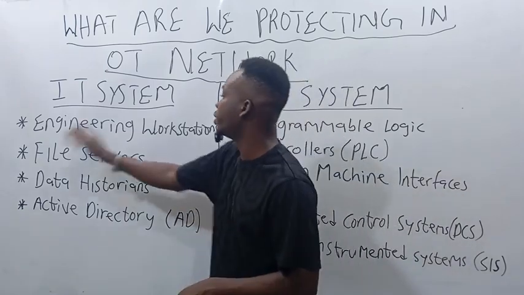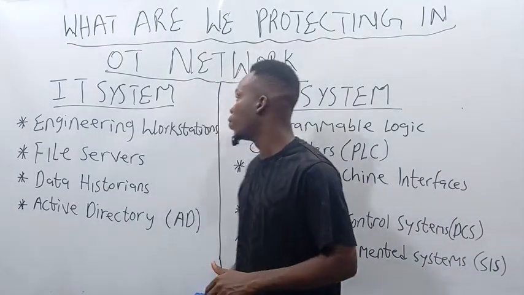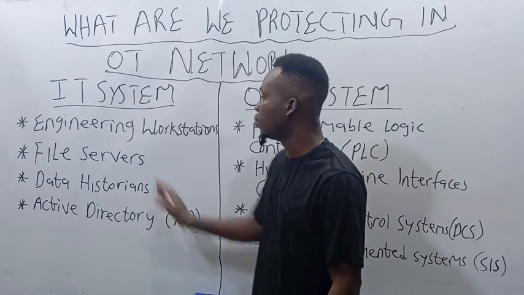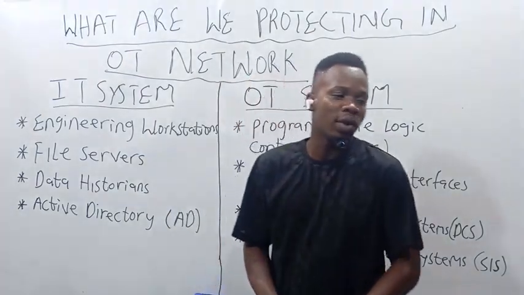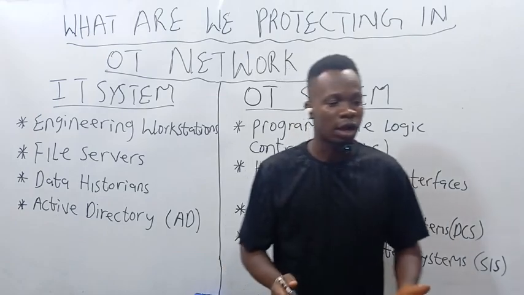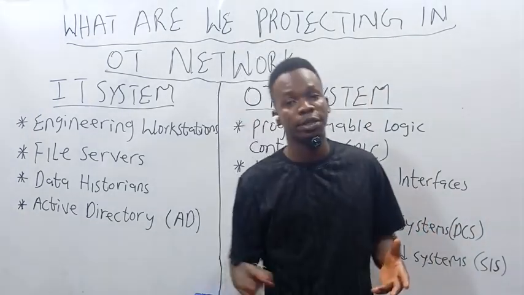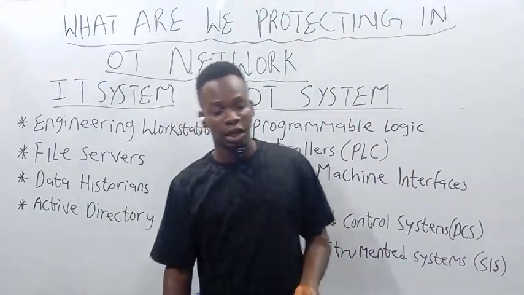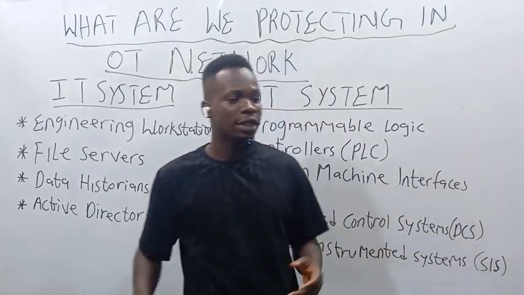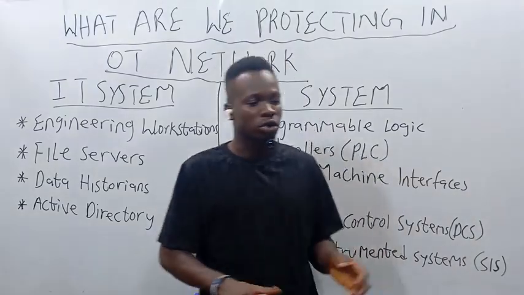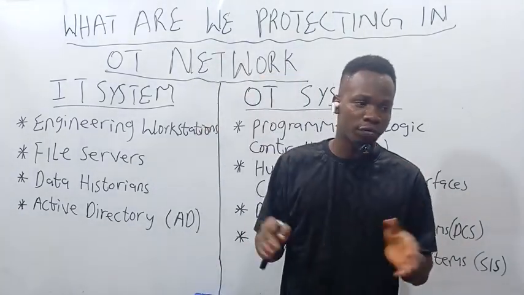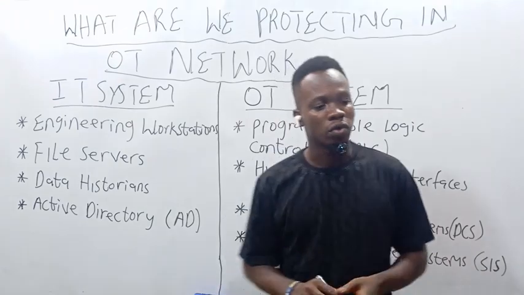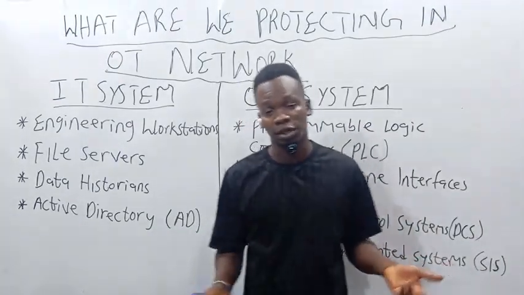Let's move to the next one, which is the file servers. What do we protect as operational technology cybersecurity? We also protect file servers. When we are talking of file servers, we are talking of storing PLC programs written by the engineers, configuration files, documentation and backups. Loss or corruption can delay recovery, and ransomware here can stop operations even if the controllers are fine.